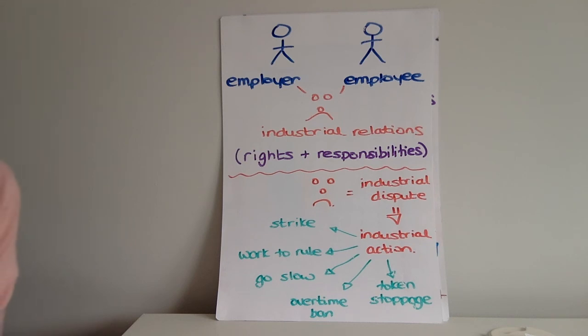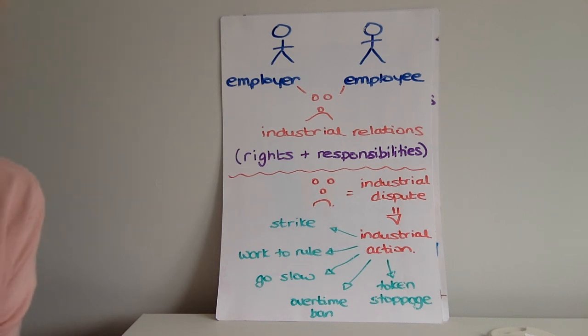A second one is a work to rule. Okay, and when you work to rule, you basically do the bare minimum, so you don't go above and beyond. Okay, so an example of that could be possibly teachers. They just teach their classes, they just do their corrections, they don't run any extracurricular activities, they don't run lunchtime clubs, so you do the bare minimum in your contract.